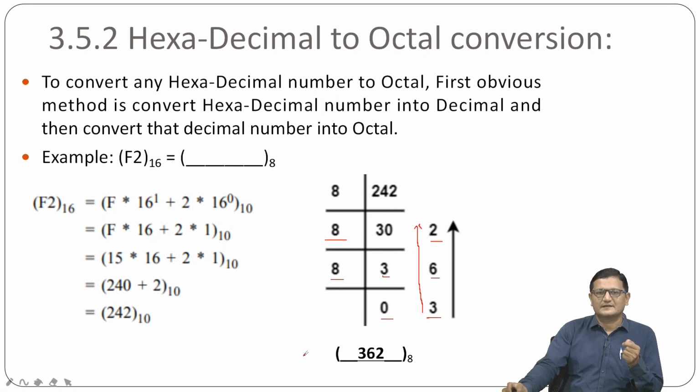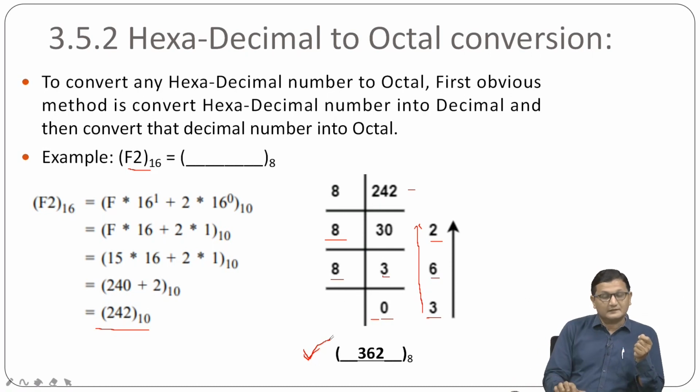So, suppose the number F2 is given to you. First, you can convert it into decimal form, and then divide that decimal number by 8 repeatedly until you get 0, and write down all the remainders. So you will get 362 octal. So the answer is 362. The hexadecimal number F2 is equivalent to the octal number 362.